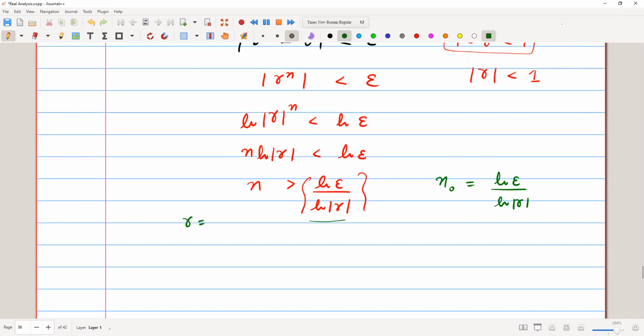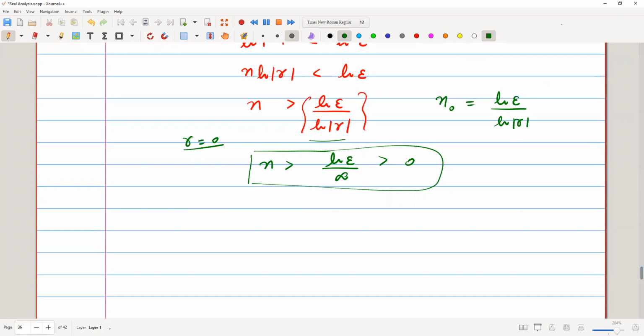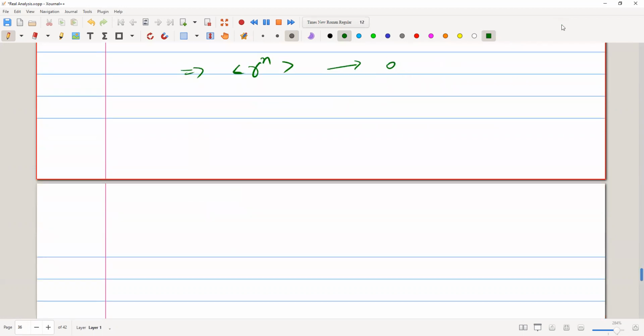So if r equals zero is the case, then we still have n greater than ln epsilon over infinity, that is zero. And it's fine that n is greater than zero because all natural numbers are greater than zero. Otherwise it's ln|r|, so it's fine. Then by definition we get n greater than n naught, that is ln epsilon over ln|r|. So this implies that the sequence r^n converges to zero.